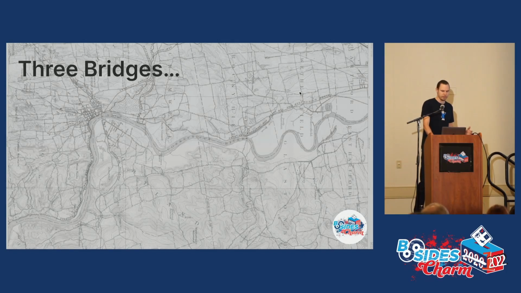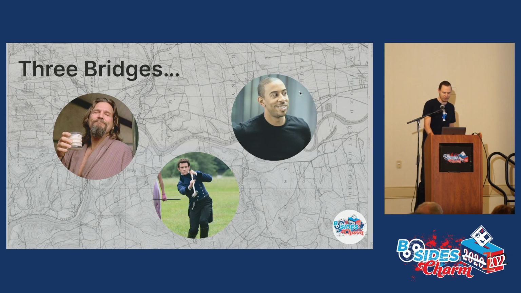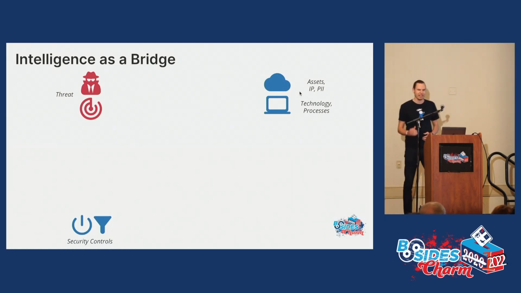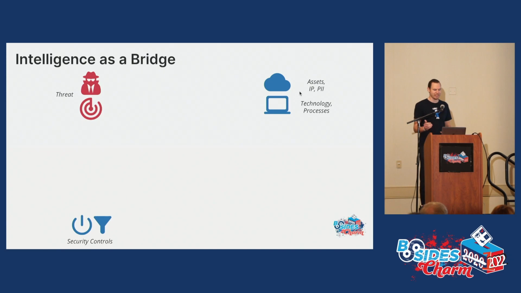So this brings me to the three bridges of the presentation, and we're not going to be talking about these folks. I'd love to see someone give a talk with these three gentlemen on the screen, but what I'm going to instead be talking about are the three ways that intelligence can be used as a bridge to better improve security within an organization.